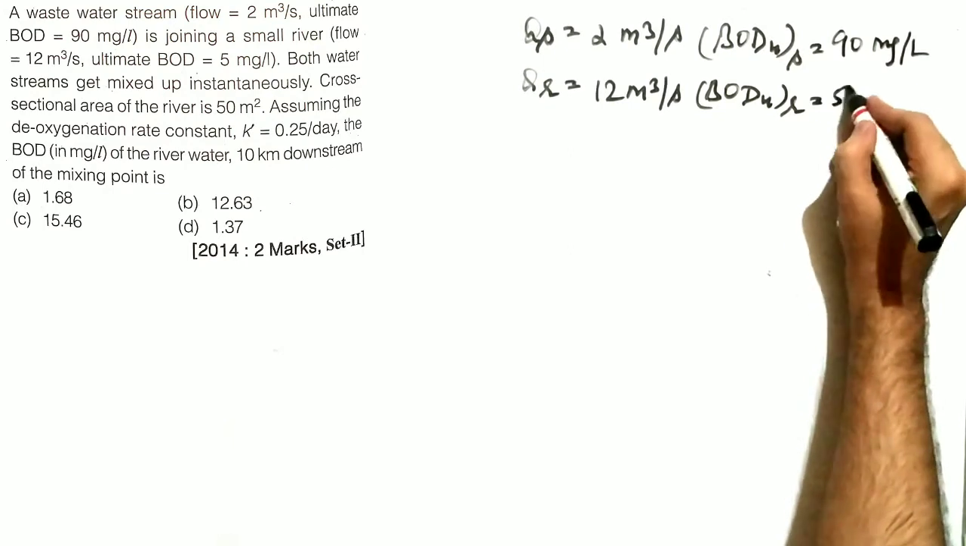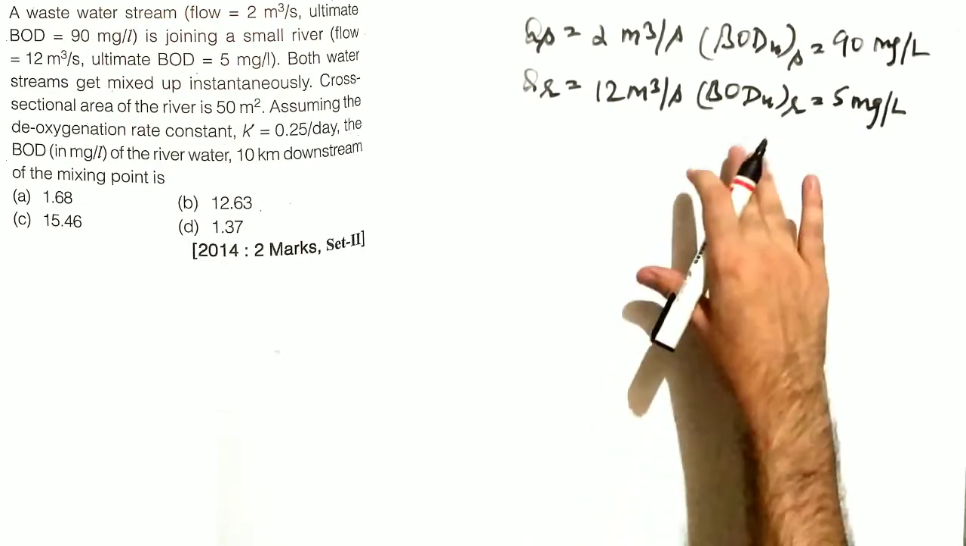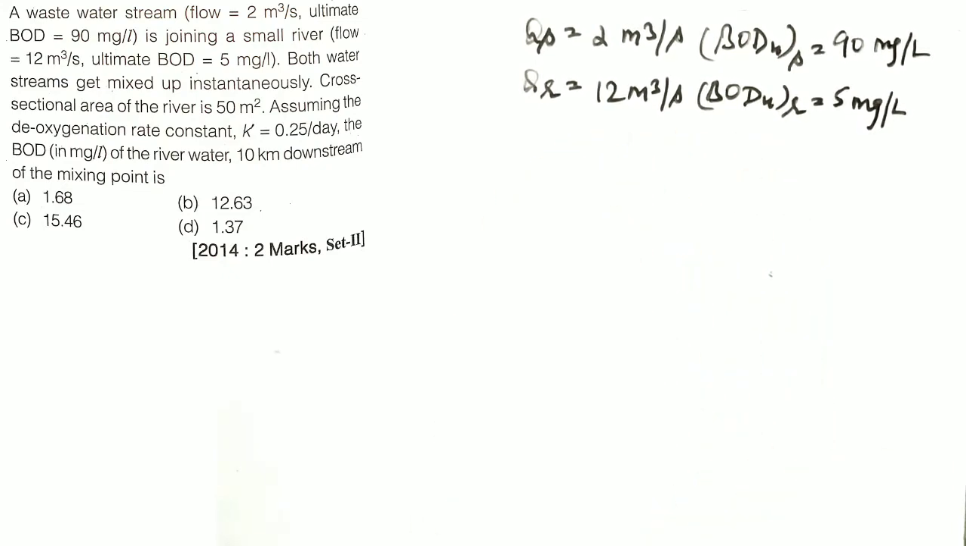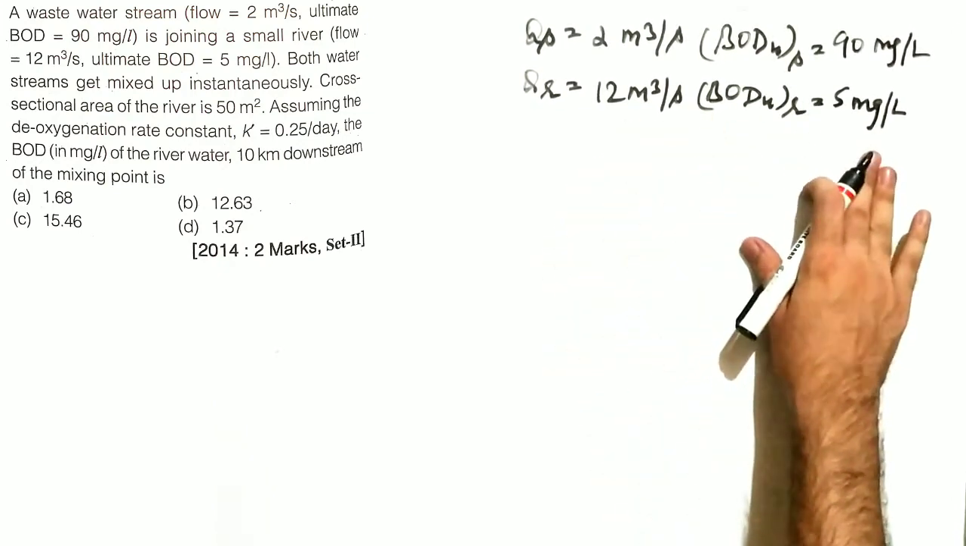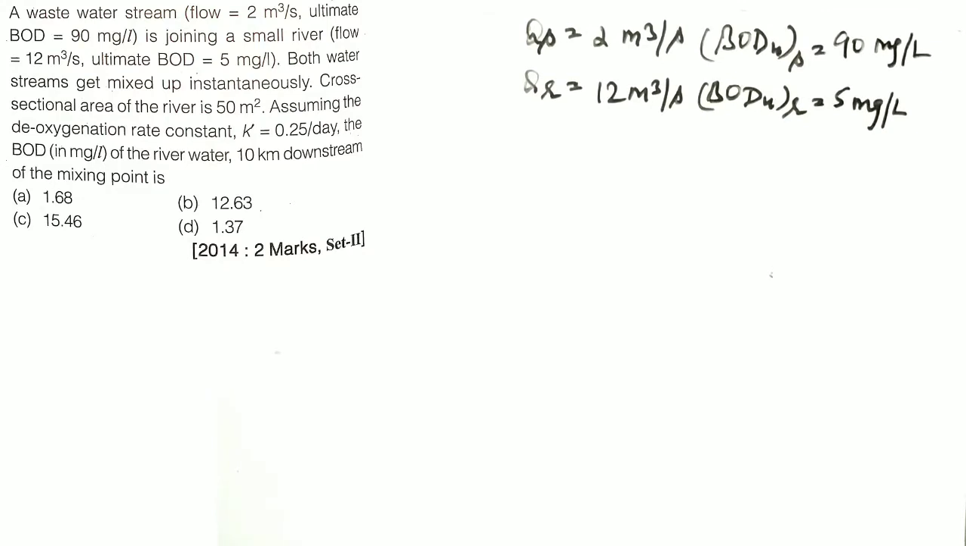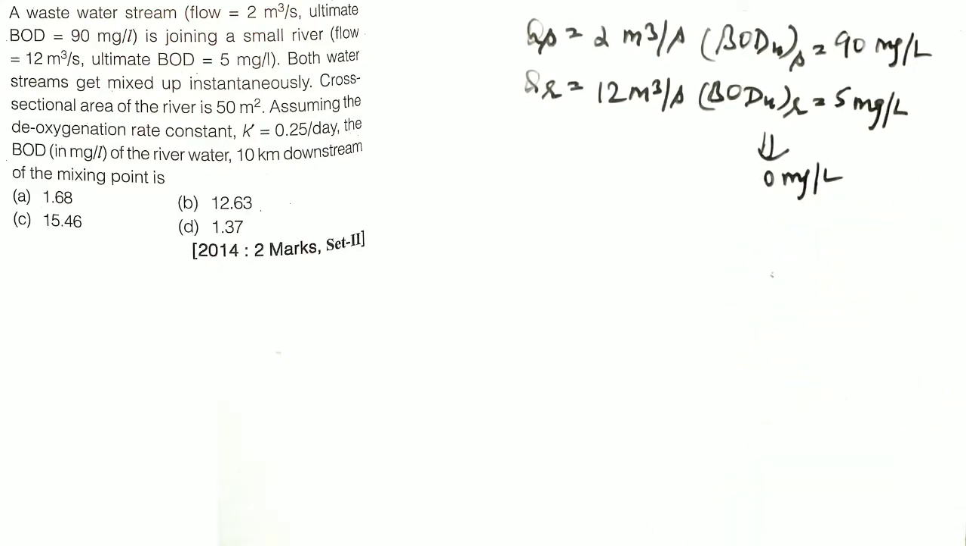5 milligram per liter. Okay, let me tell you one very interesting thing in between the topic, but that is very important for you all. See, unless and until it is mentioned in the question that the ultimate BOD of the river is this and that, you can always ignore this value. In this question it is given that it is 5 milligram per liter, but if it had not been given, then you are always free to choose this value as 0 milligram per liter, because it is assumed that the river is of fresh water and it has absolutely zero BOD.